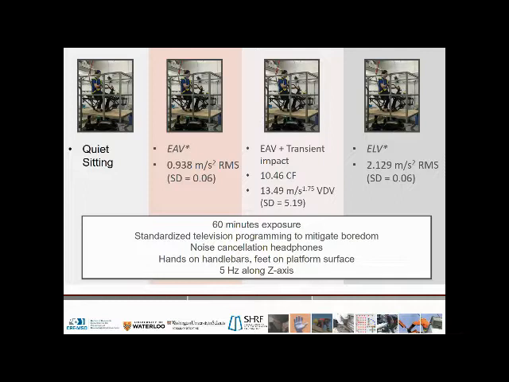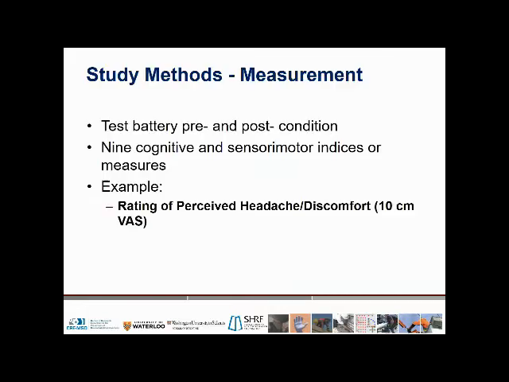resultant acceleration shown here. For all 4 conditions, they all lasted 60 minutes and we provided standardized TV programming to mitigate boredom, as well as noise cancellation headphones to reduce unwanted ambient noise. We instructed participants to place their hands on the handlebars with their feet on the platform surface, and the predominant frequency along the vertical axis was 5 Hz.